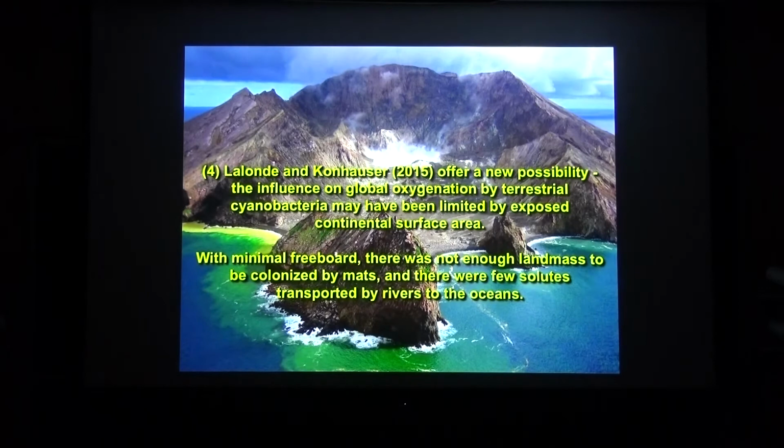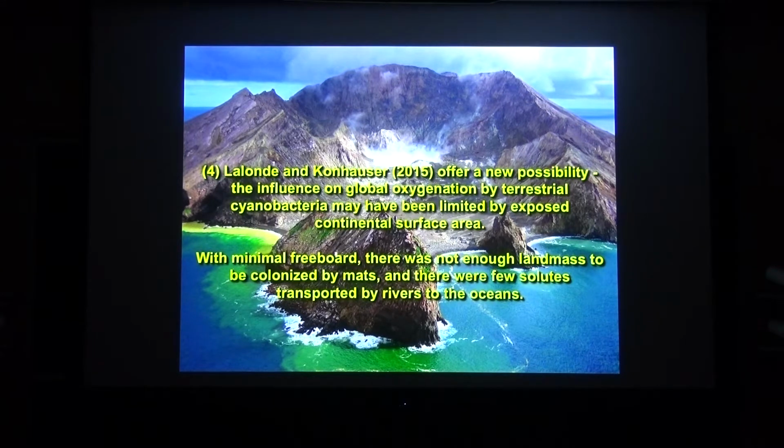So just to sum up, a fourth point, another possibility is, what if there simply wasn't a lot of land mass for cyanobacteria to evolve on? We have all these little Hawaiis all over the place. We don't have these big continents before 2.5. The amount of O2 that could have been produced by mats on the land would have been much smaller, right?